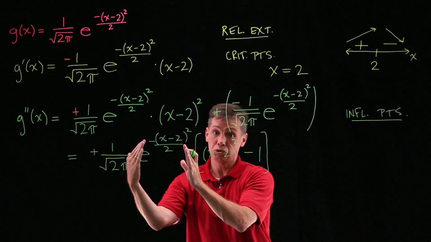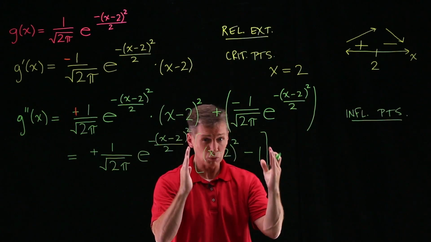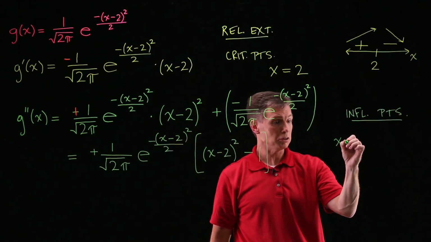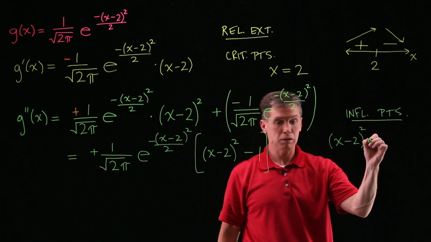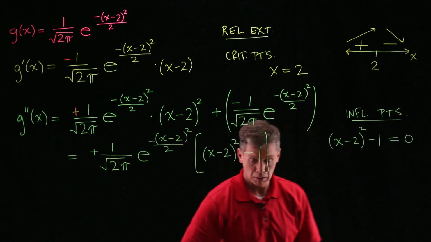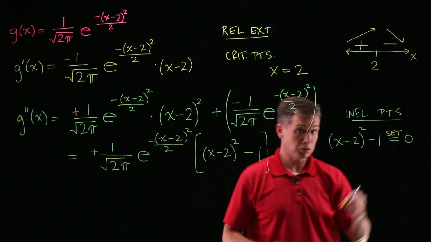That won't ever equal 0. So all I'm worried about is my square braces. That's the only thing that's going to make this 0. So I'm looking to solve just a little bit of algebra: (x minus 2) squared minus 1 equals 0. I'm actually setting that equal to 0 to solve it.